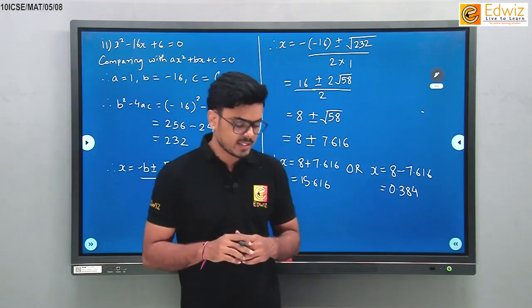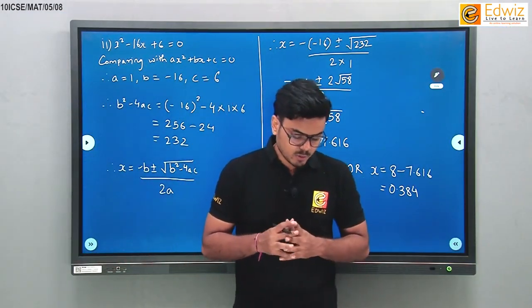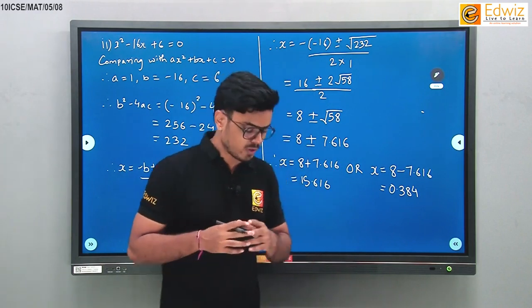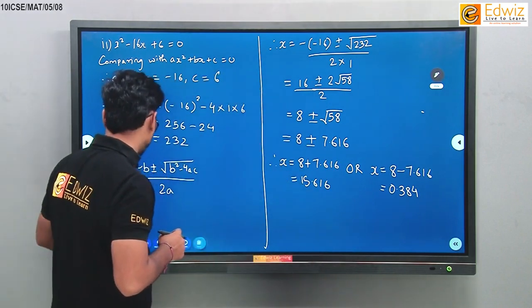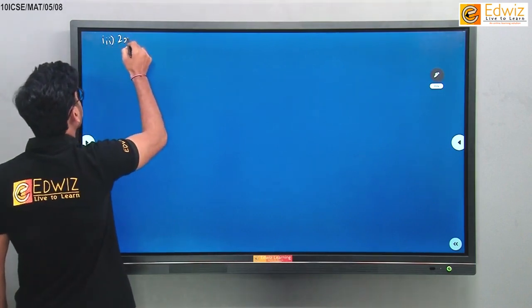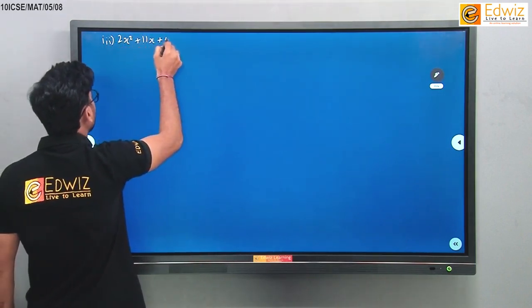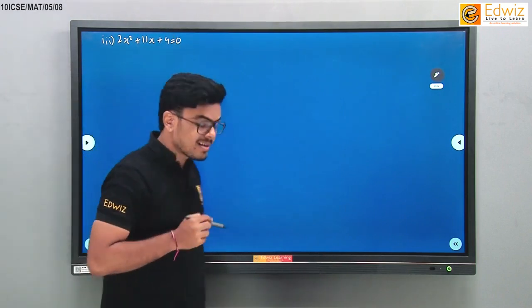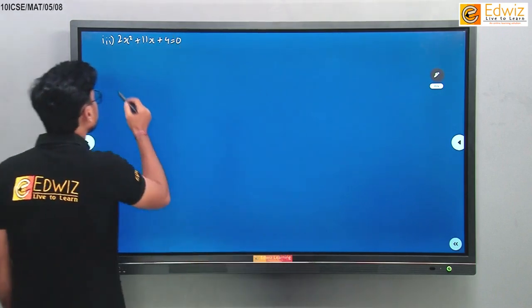Okay, let us continue students to the third sub question here. 2x square plus 11x plus 4 equal to 0 is our next equation. 2x square plus 11x plus 4 equal to 0. This is our next equation. Compare it with the standard form.